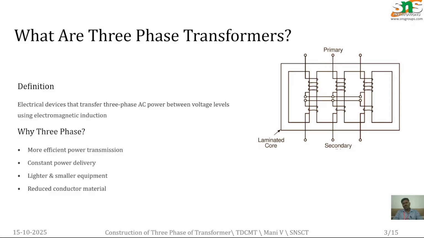Compared to single phase, why do we need three phase? Because the three-phase system is more efficient when compared to single phase. The single-phase supply may get fluctuated, but in three phase we always expect a constant delivery of power. Single phase can be used only for light load. Three phase can be used for both light load as well as heavy load. And it requires less conducting material compared to single phase.